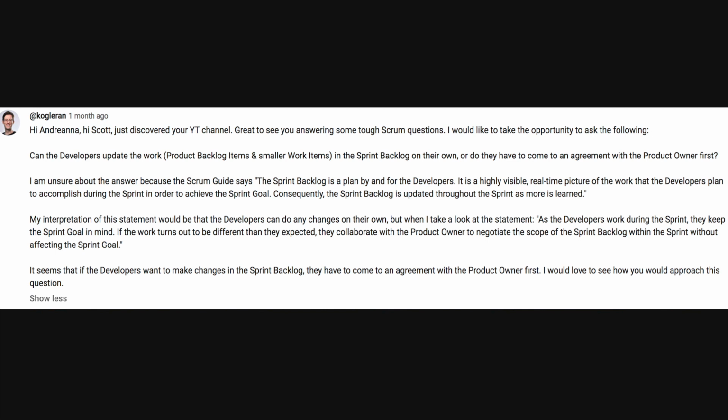My interpretation of the statement would be that developers can make any changes on their own. But when I took a look at another part of the Scrum Guide, as the developers work during the sprint, they keep the sprint goal in mind. If the work turns out to be different than expected, they collaborate with the product owner to negotiate the scope of the sprint backlog within the sprint without affecting the sprint goal. It seems that if the developers want to make changes in the sprint backlog, they have to come to an agreement with the product owner first. I would love to see how you would approach this question.